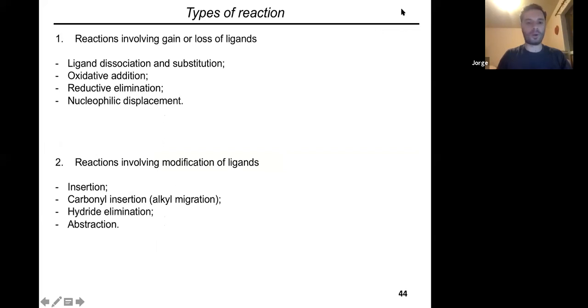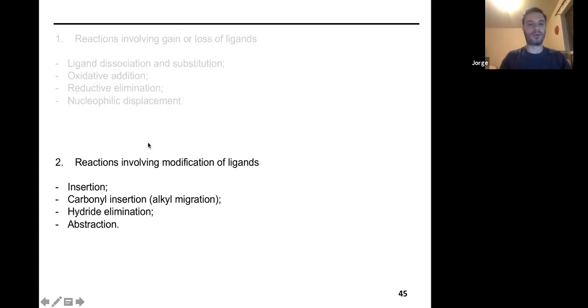Remember that what we are seeing now is all the possible reactions that may happen in a catalytic cycle during a catalysis reaction. So on Monday, we covered the first part, reactions involving gain or loss of ligands. I showed you ligand dissociation and substitution, oxidative addition, reductive elimination, and nucleophilic displacement. The goal for today is to cover the second part, or starting covering that.